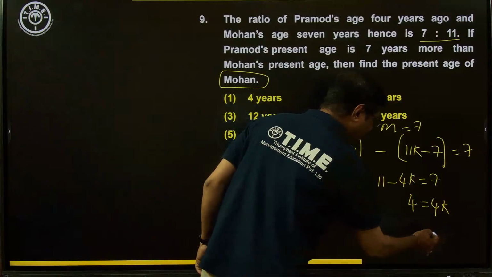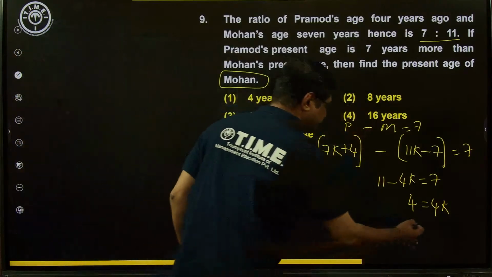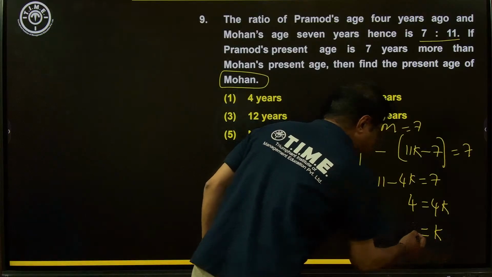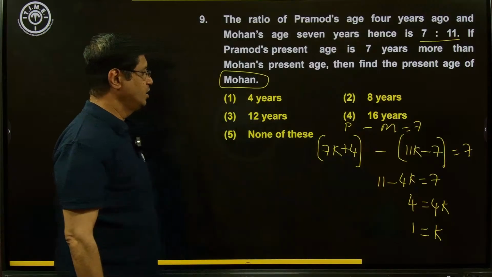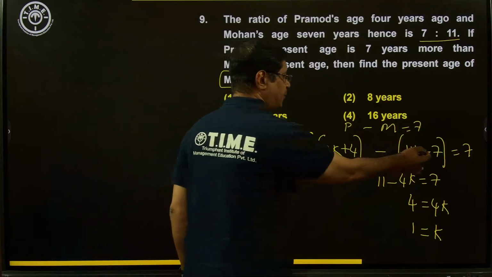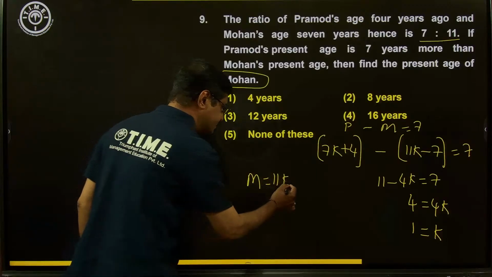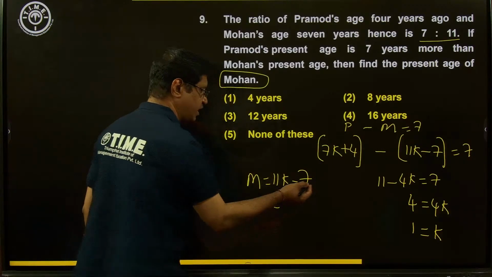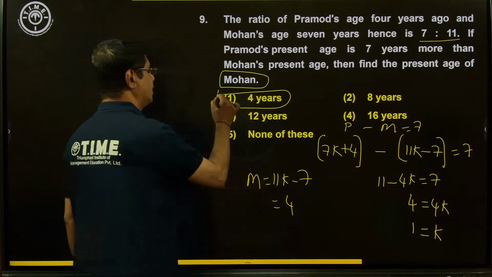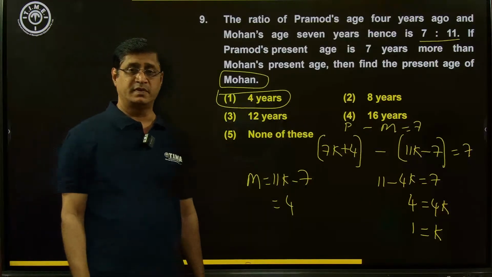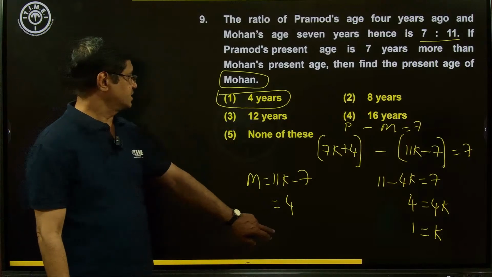When K is equal to 1, just to find out Mohan's age, K is equal to 1. Now, K is equal to 1 means Mohan's present age to be found. What is the present age of Mohan? Mohan's present age, 11K minus 7. Substitute K as 1. Simplify. It will give 4 years. Right choice, option number 1. First choice is the correct answer. Okay. Next.